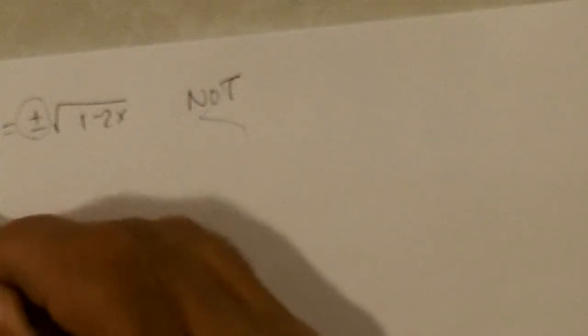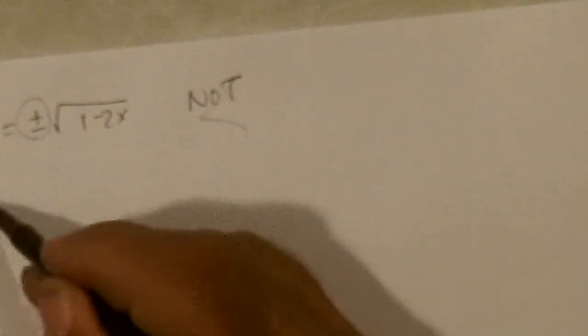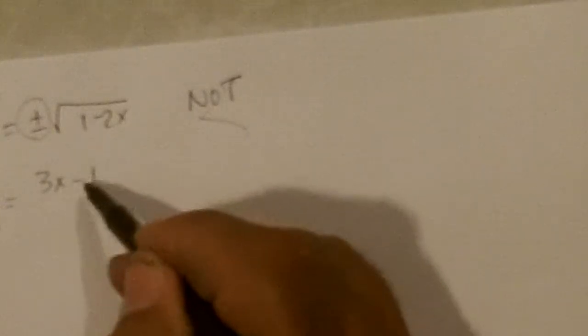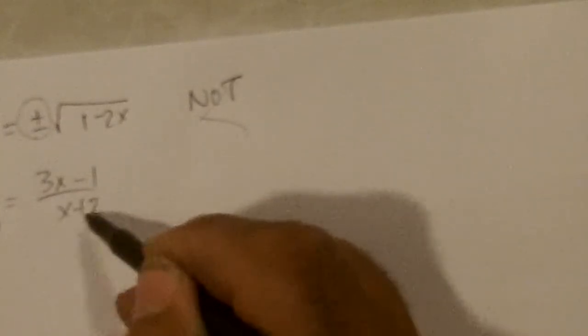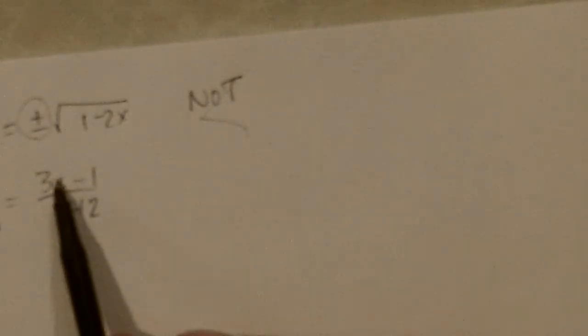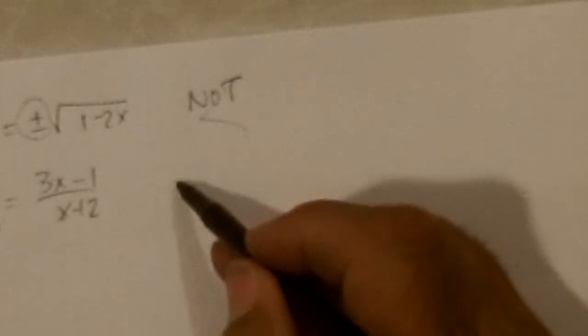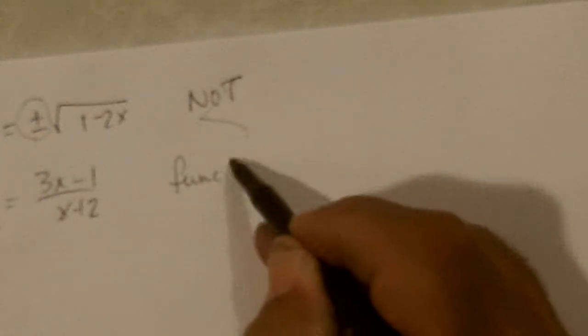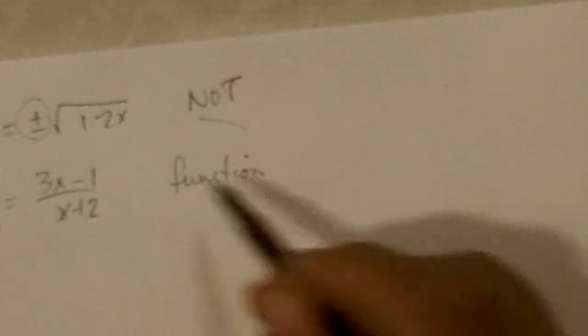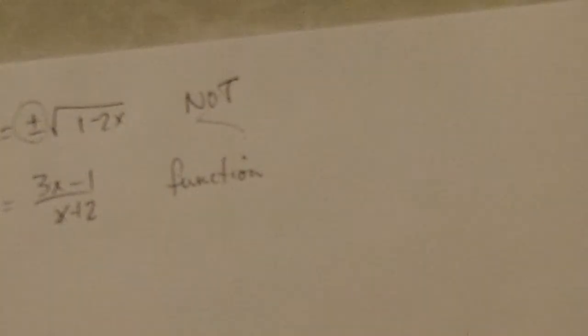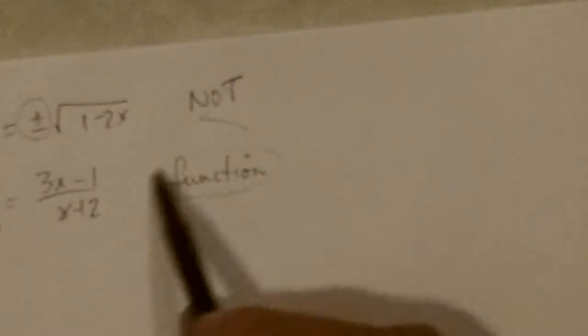40. Is this a function? Y equals 3x minus 1 over x plus 2. Every time you put a different x in, you're going to get a y out. And there's no value you can put in for x that will produce two things like the plus and minus did. So this one would be a function. It just won't be defined for minus 2 because you can't put negative 2 in because it gives you 0 in the denominator. But it's still a function.